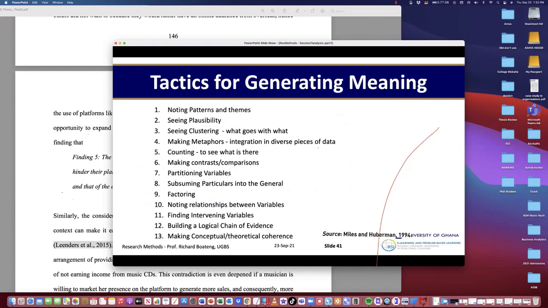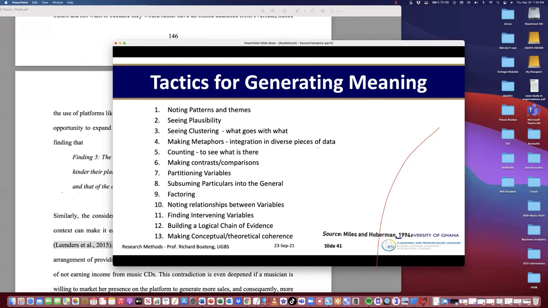Okay, so there are 13 things that you should use to generate meanings or conclusions. Noting the patterns you see in your data. See whether it's plausible. It's checking for plausibility. Does it make sense? Is it true? Is it possible that it's true?